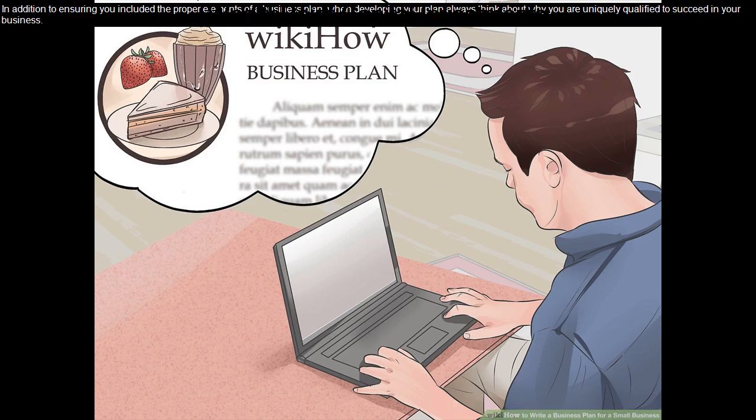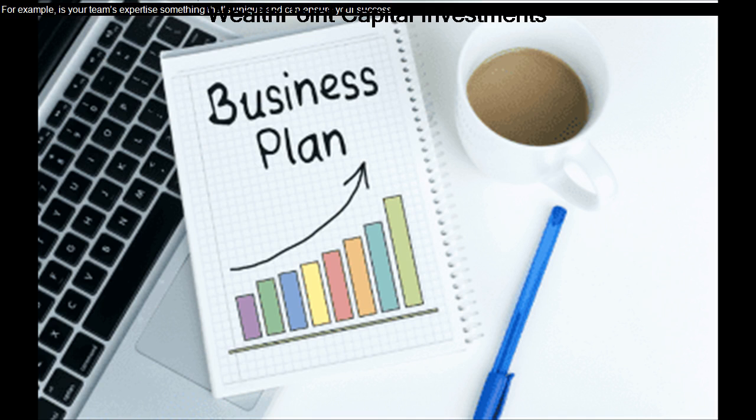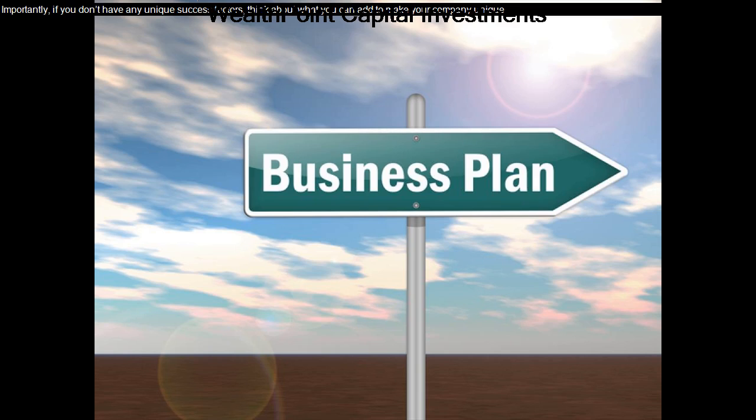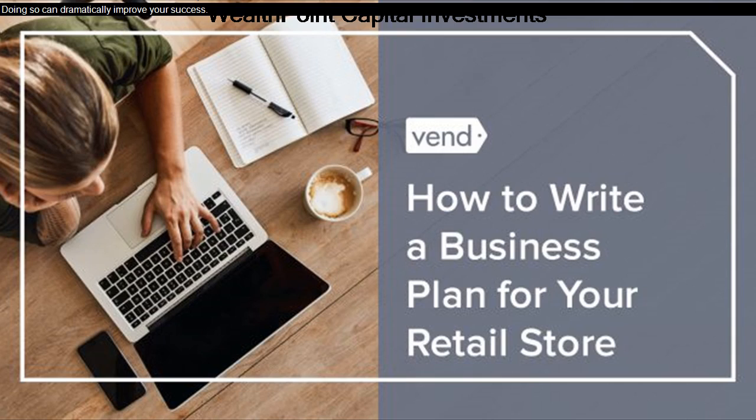In addition to ensuring you included the proper elements of a business plan, when developing your plan, always think about why you are uniquely qualified to succeed in your business. For example, is your team's expertise something that's unique and can ensure your success? Or is it marketing partnerships you have executed? Importantly, if you don't have any unique success factors, think about what you can add to make your company unique. Doing so can dramatically improve your success.